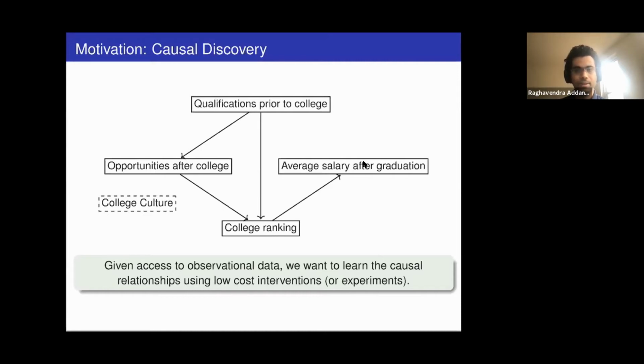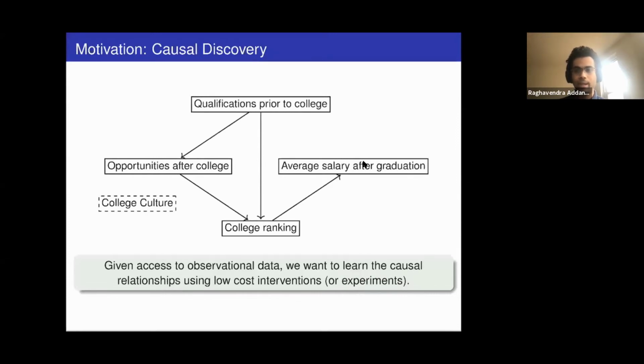measured variables or observable variables could be qualifications prior to college, opportunities after college, average salary after graduation, and college ranking. There could be hidden variables such as college culture, which could influence these observable variables. The goal in causal discovery is to identify all the relations in this graph, even the relation between hidden and observables, along with observable relations.